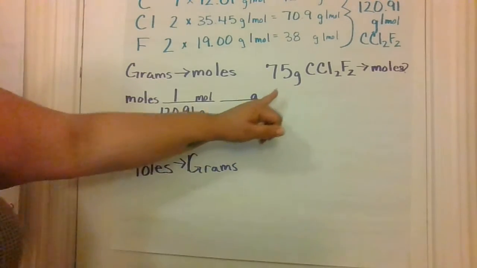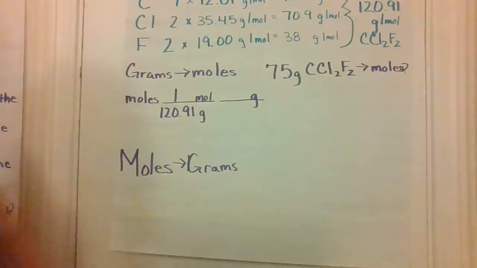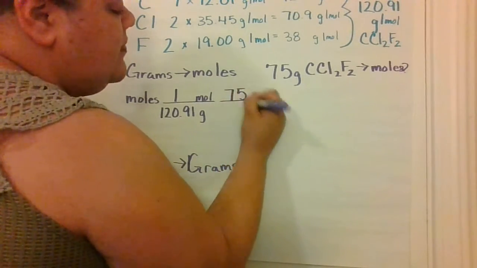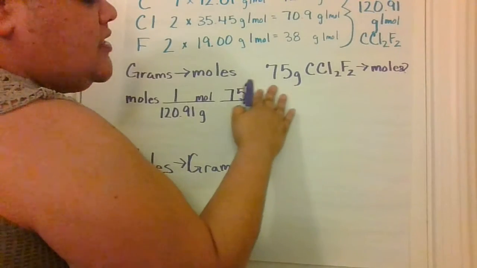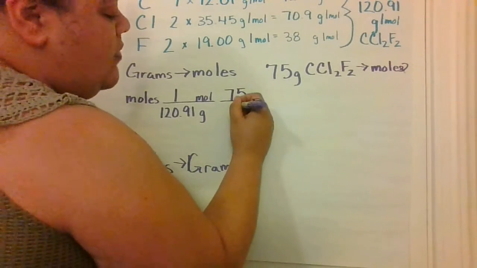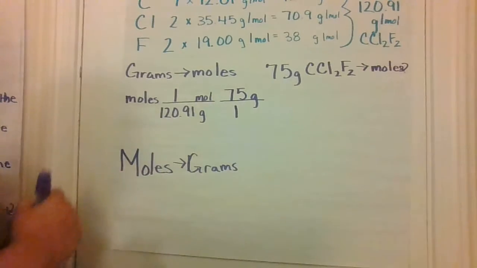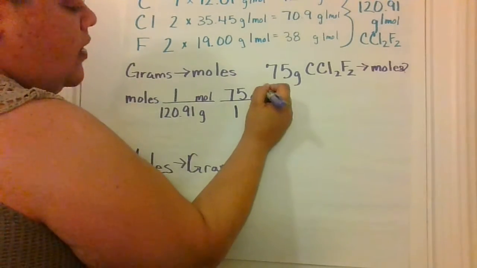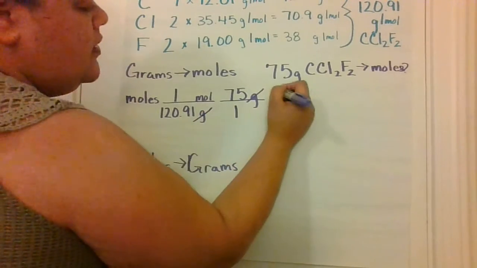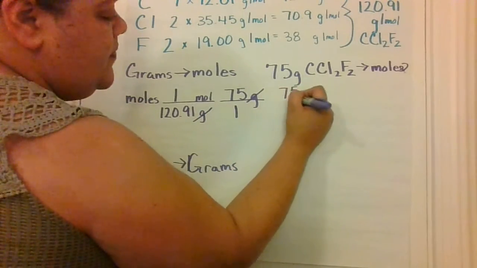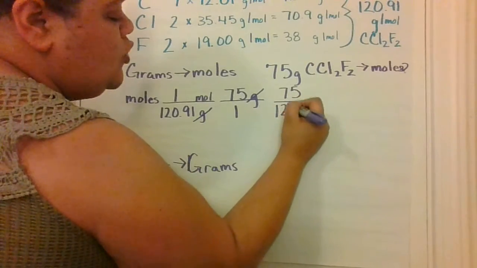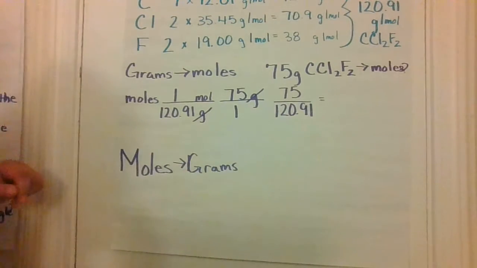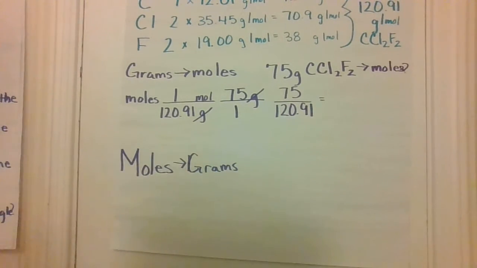So in this problem, we were given 75 grams. So that is where we can fill that in. It is not married to any other numbers, so we would place it over 1. Now, we go ahead and cross out like terms. We have 75 over 120.91. We're going to plug that into our trusty calculator.